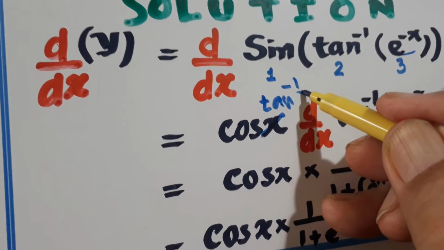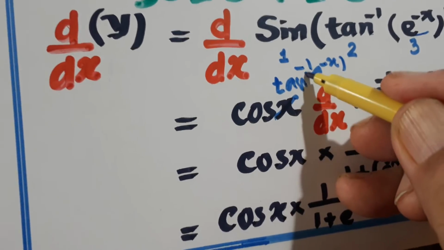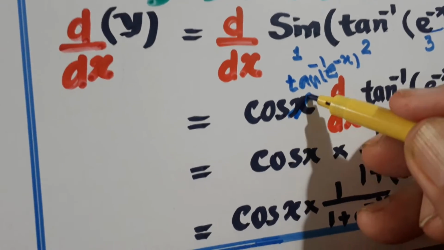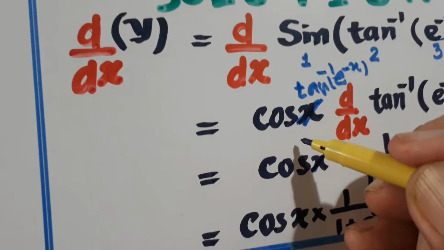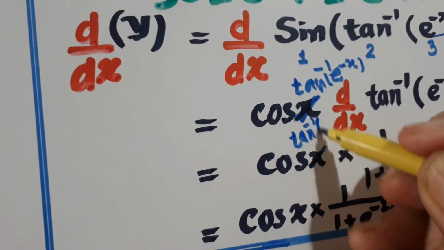e raised to power minus x. We have to put this. So in place of x, we have to put this. Tan inverse e raised to power minus x.